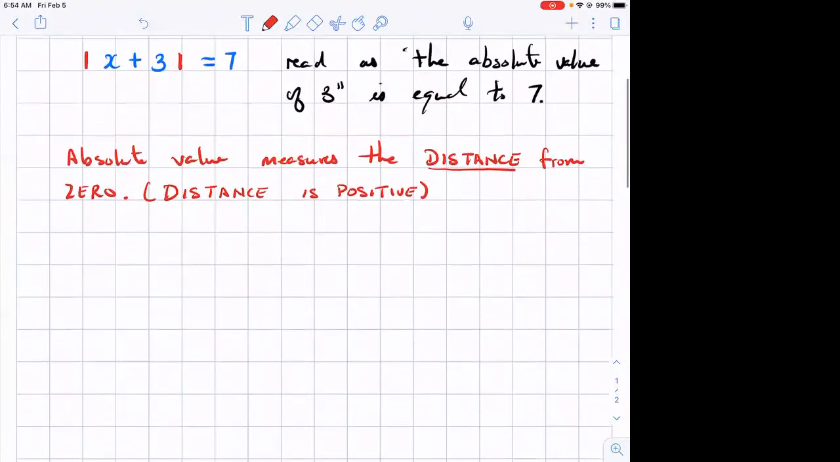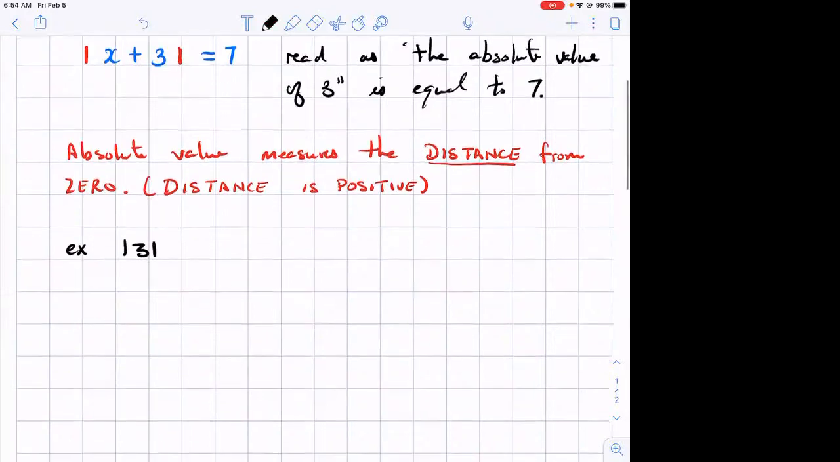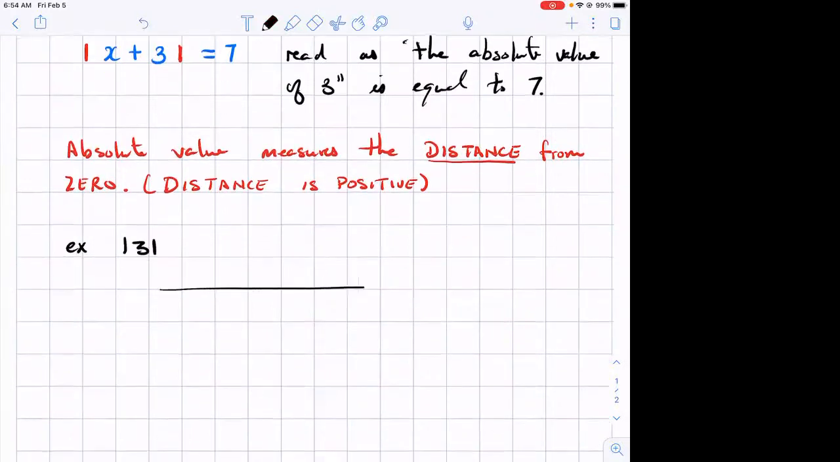So, for example, if I have the absolute value of 3, realistically what that is asking is, what is the distance on the number line from 0 to 3? If you look at that, that is 3 units. This distance here is 3. So the absolute value of 3 is 3.